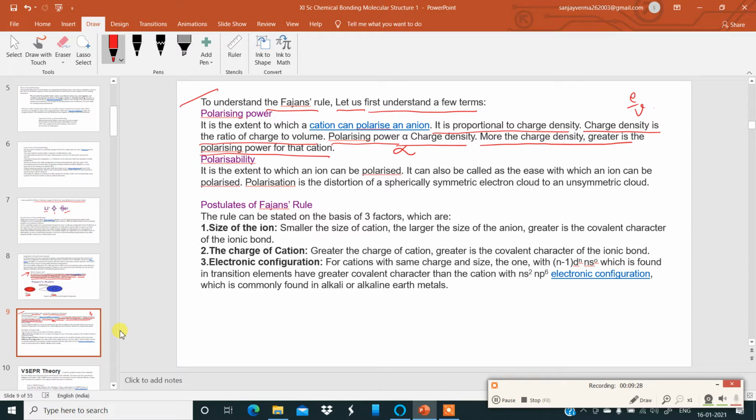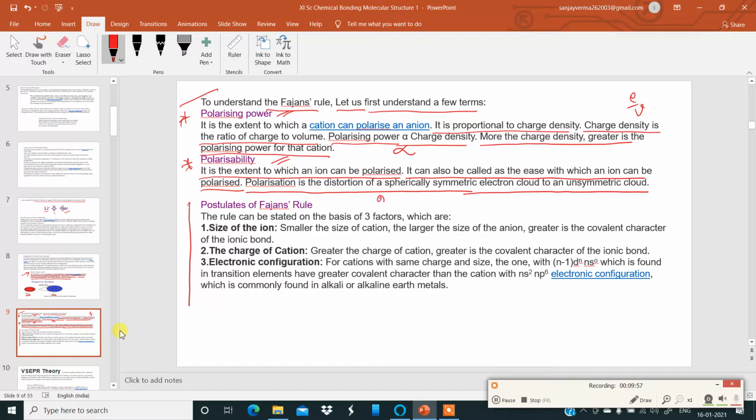Now the next word over here is polarizability. It is the extent to which an ion can be polarized. It can also be called the ease with which an ion can be polarized. Polarization is the distortion of a spherically symmetric electron cloud to an unsymmetrical cloud. Now, after understanding polarizing power and polarizability, we will discuss the postulates of Fajans' rule.